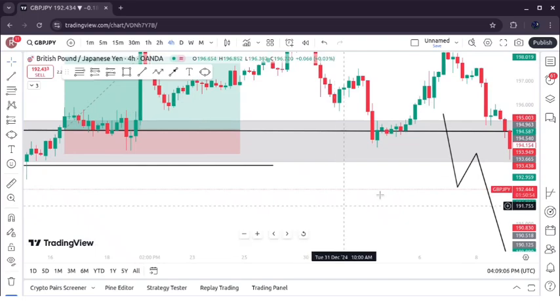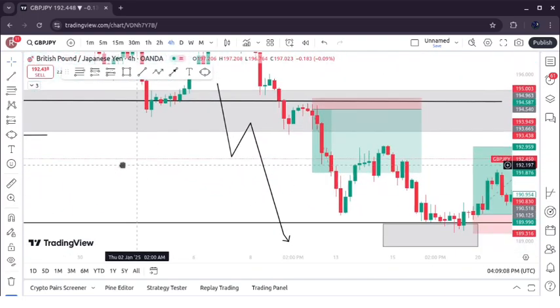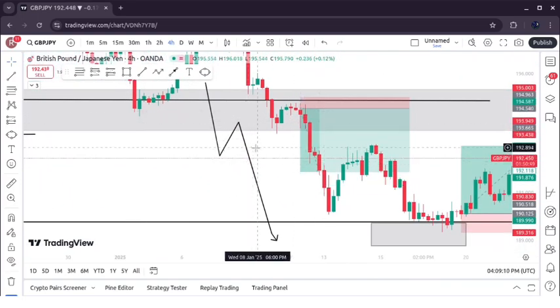And again, let's look at this trade I took again. So look at this. This time around, I was patient. I waited for the pullback.